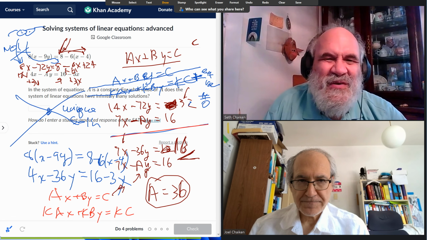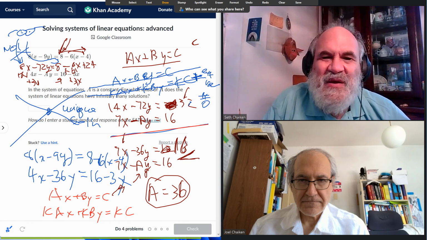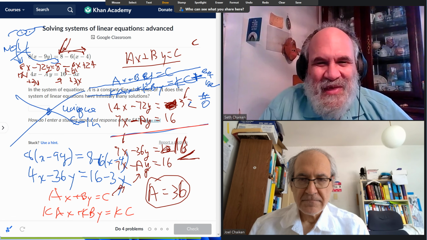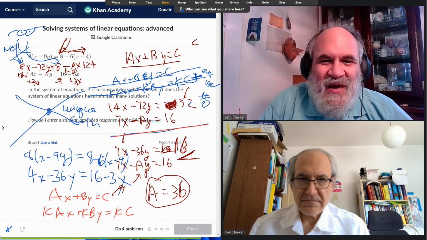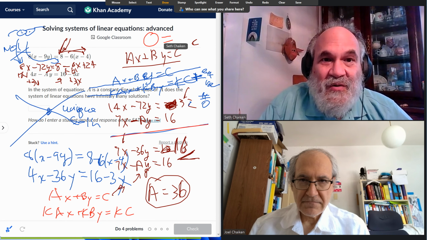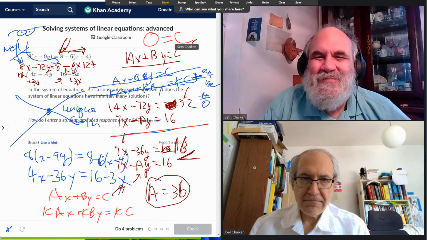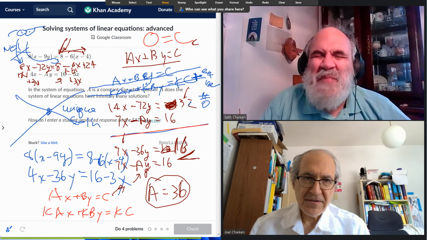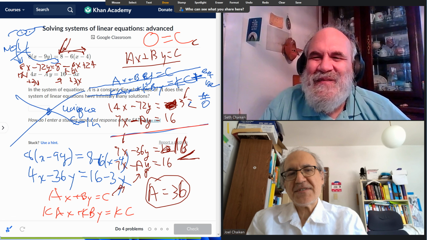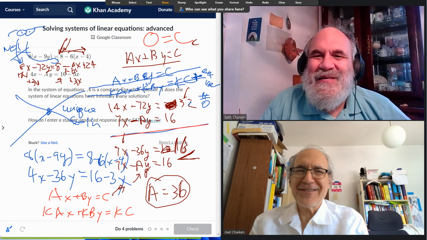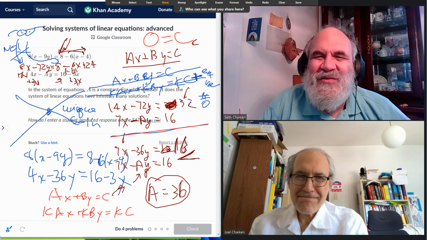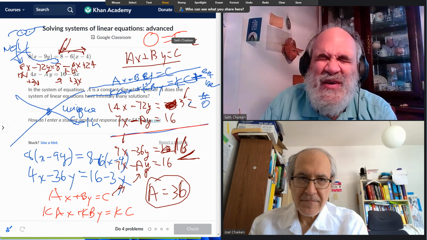Now, there are a few other possibilities. What if a and b are both zero? Then you have an equation 0 equals c. How many solutions does that have? It depends upon what c is. If c is 0, there are infinitely many, and the whole plane is the solution set. If c is not 0, then the solution set is empty.